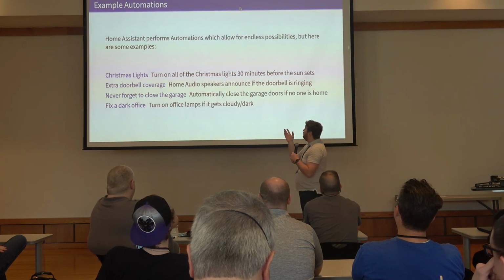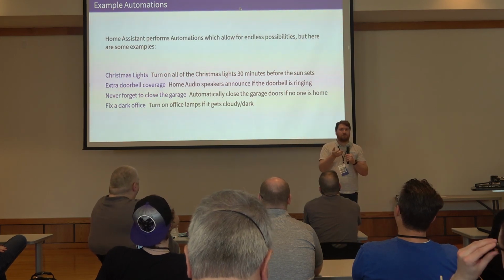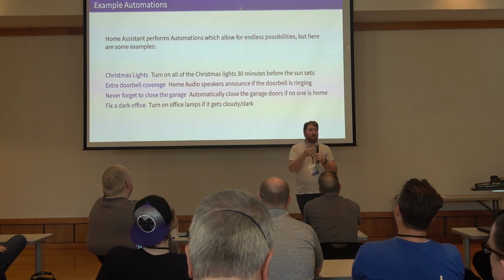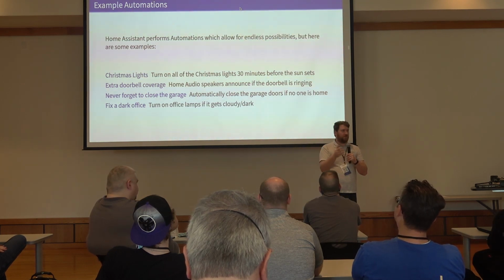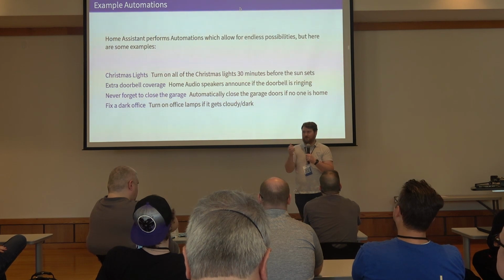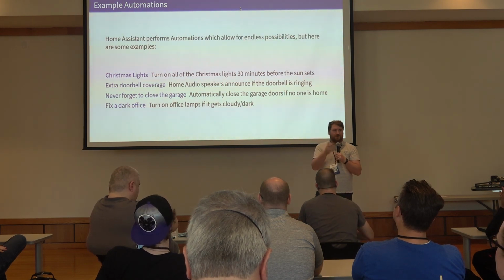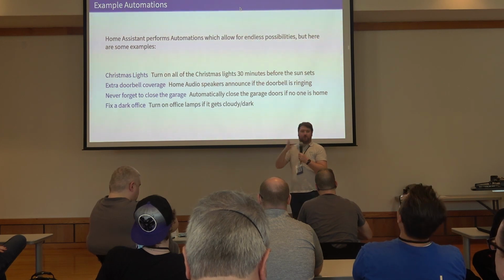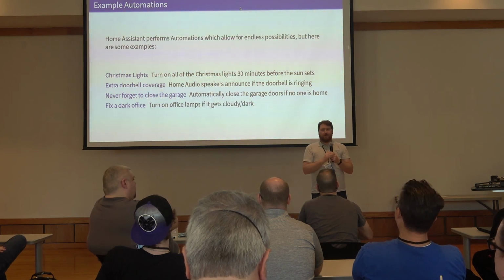For example, here, 30 minutes before the sun sets. That's a trigger. So that time shifts quite a bit during the winter. It could be as early as 4:30 in some cases. 30 minutes before the sun sets, turn your Christmas lights on. And then turn them off in the morning or something like that.